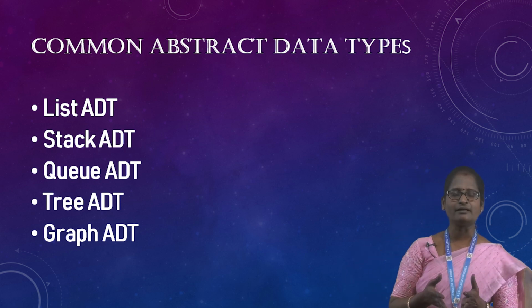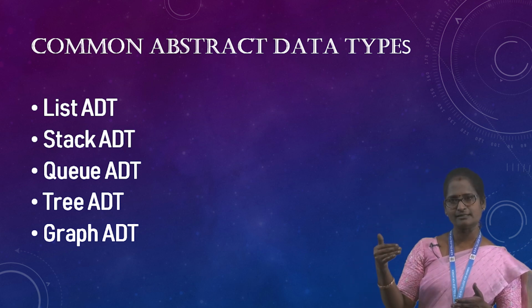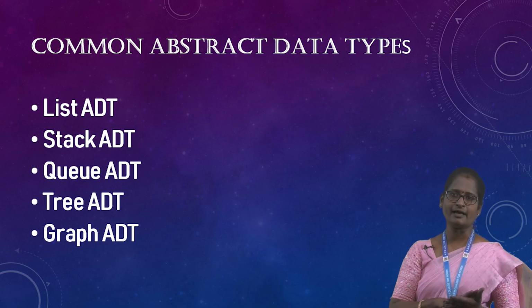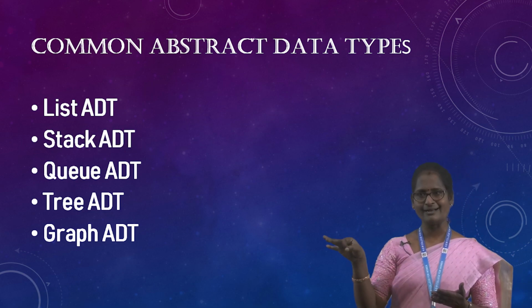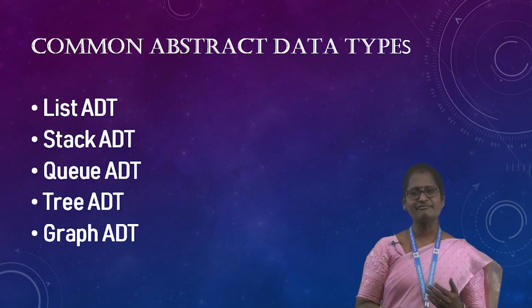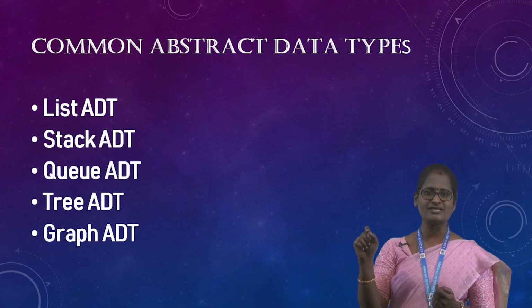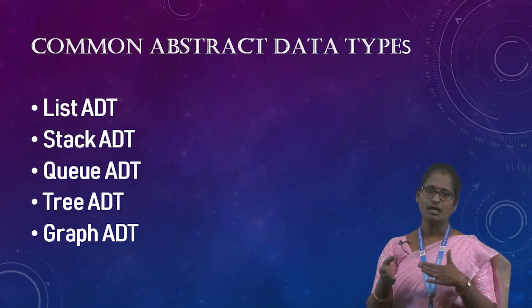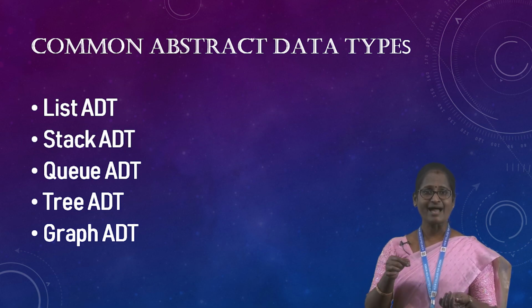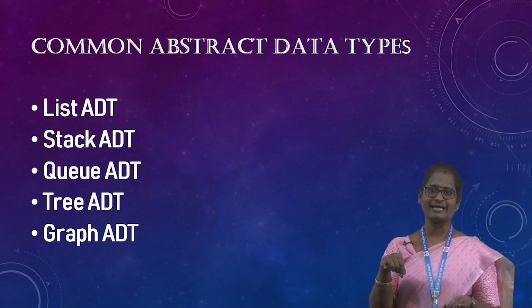Then the tree ADT, it is the hierarchical data structure. What operations do we include in the tree ADT? That is insert, delete, find, traverse, etc. In the graph ADT, the set of nodes and edges. Then the operations like add vertex, add edge, remove vertex, remove edge, find adjacent nodes in the graph, etc.